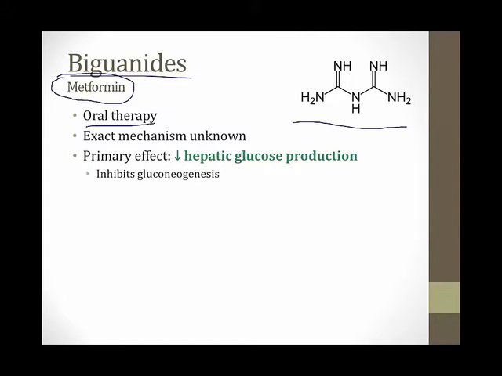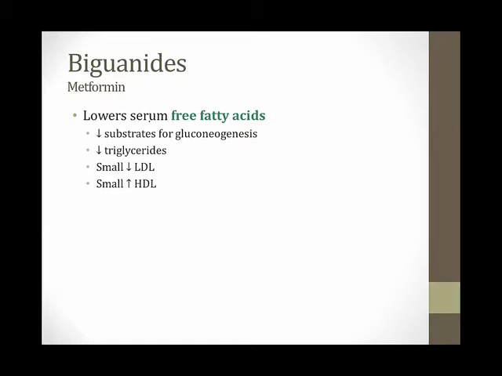It's an oral therapy. Its exact mechanism of action is unknown. Its primary effect is to lower hepatic glucose production. It inhibits gluconeogenesis and therefore lowers the plasma glucose level. Metformin also lowers the serum levels of free fatty acids. This helps control glucose levels because it decreases the number of substrates available to the liver for gluconeogenesis. This also has a modest beneficial effect on the lipid profile. There will be a decrease in the number of triglycerides in the serum. There's a small decrease in the amount of bad cholesterol or LDL and a small increase in the healthy cholesterol or HDL.